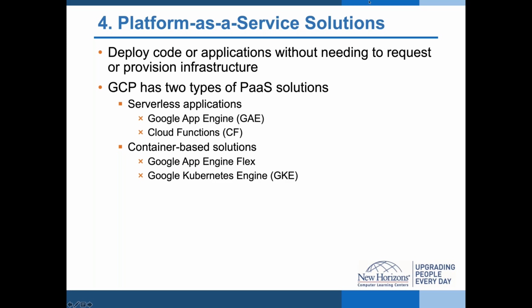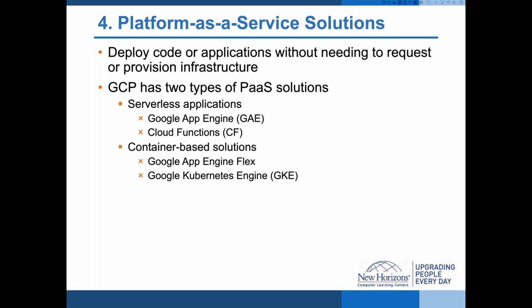So we have two types of PaaS, platform as a service solutions. We have what are called serverless applications, including Google App Engine and Google Cloud Functions. And then we have container-based solutions, which are Google App Engine Flex. So it's App Engine, but we have two versions of App Engine. And then there's also Google Kubernetes Engine, or GKE. If you've been around for a while, you might have seen this referred to in the past as Google Container Engine. They changed the name because it's really more focused on Kubernetes itself, even though it's using Docker under the covers. Also, GCE is Google Compute Engine, and that was confusing for some people. So they wanted to clarify which one you're talking about, GCE or GKE.